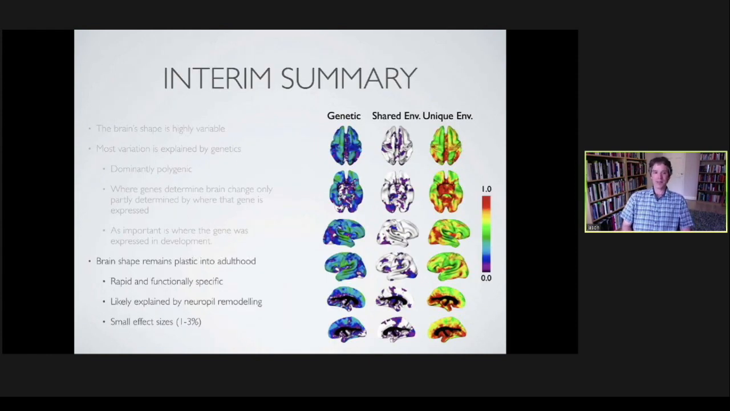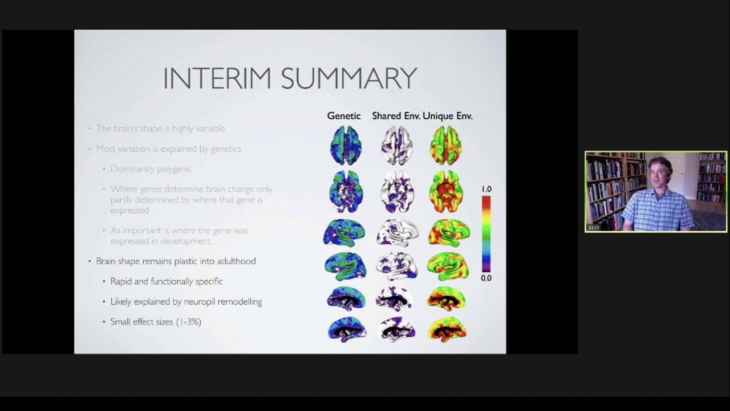So, bringing it back to an interim summary, we have strong genetic changes, they're predominantly polygenic, and the effect sizes we saw were often exceeding 10%, getting up to 20% changes in brain volume in the large macrocephaly genes, or in many of the polygenic variations from the recombinant inbred lines.